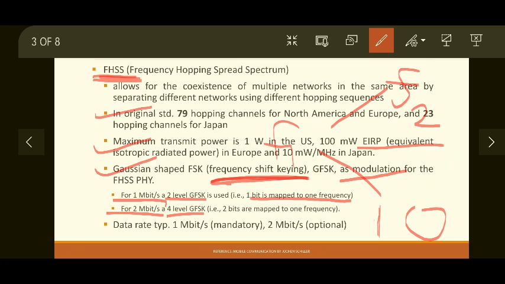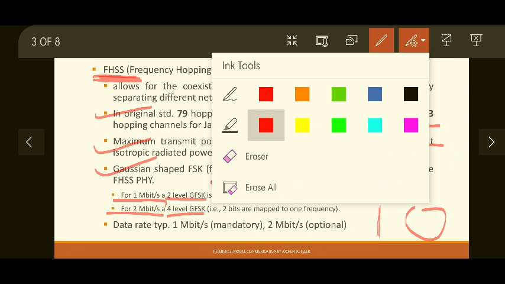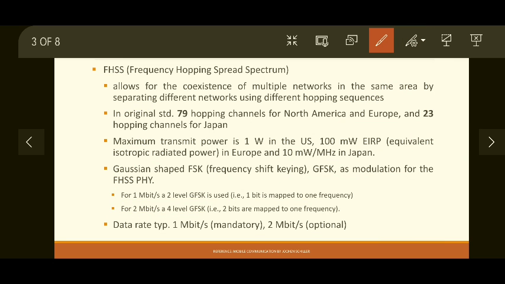In 4-level GFSK, 2 bits are mapped to one frequency. So in 4-level GFSK, individual bits will not jump from one frequency to another. Two bits will combine, like 10, 01, 11. Each pair will jump from F1 to F3 to F2 and so on. So in a bunch of 2, frequency jumping will happen. That is 4-level GFSK with a 2 Mbps data rate.